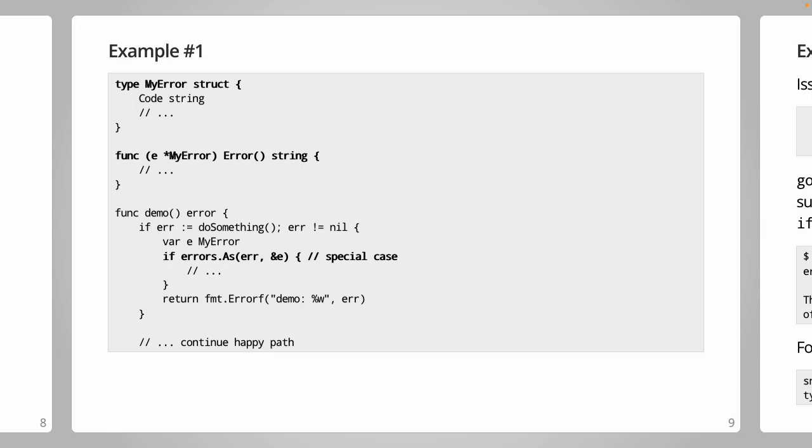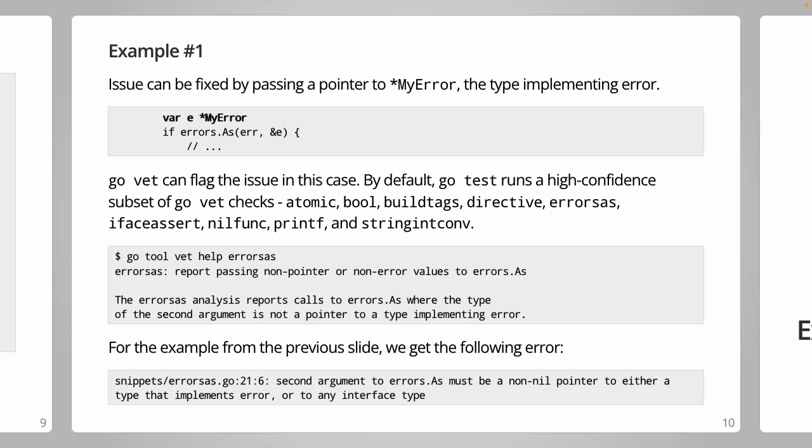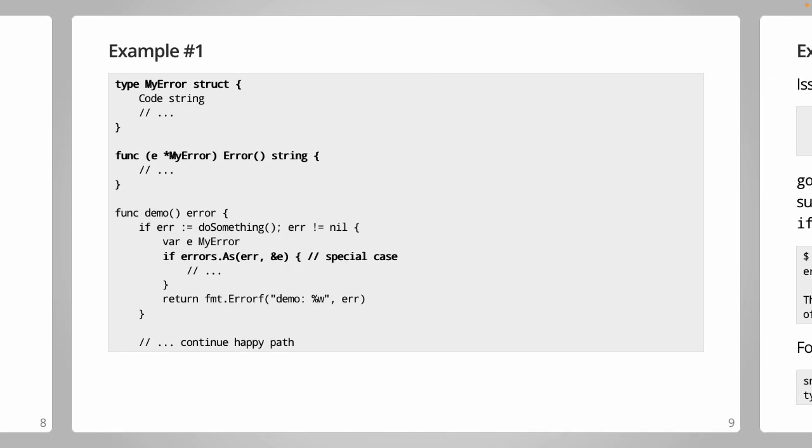Yes. So over here, the fix is to instead use a pointer to myError, and the reason for that is we implemented error on the pointer to myError, and errors.As expects the second parameter to errors.As to be a pointer to a type which implements the error interface.